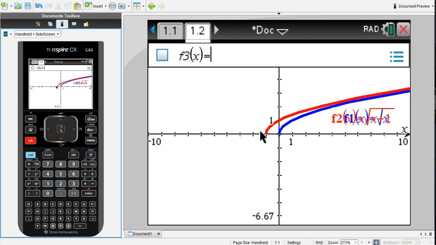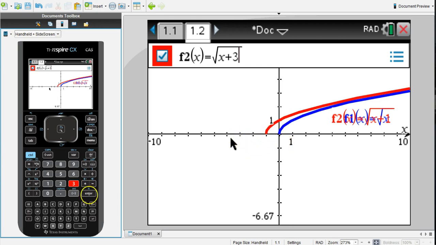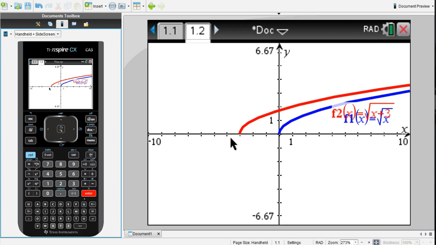What if instead of plus 1, it had been plus 3? Well, now what's going to make a 0 is not at 0. It's going to be at negative 1, 2, 3. Same graph, just shifted to the left 3.